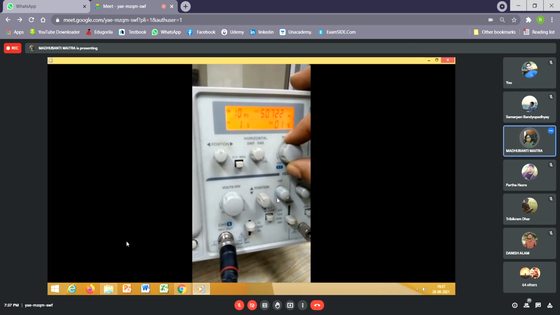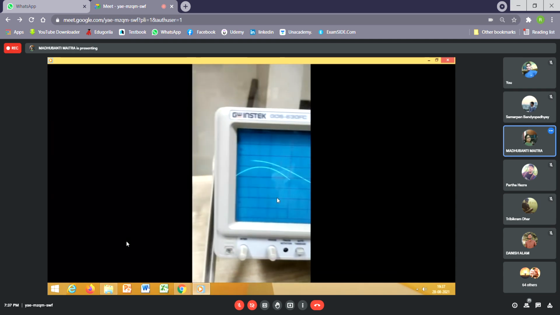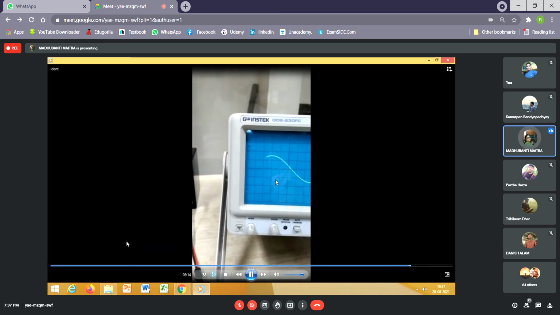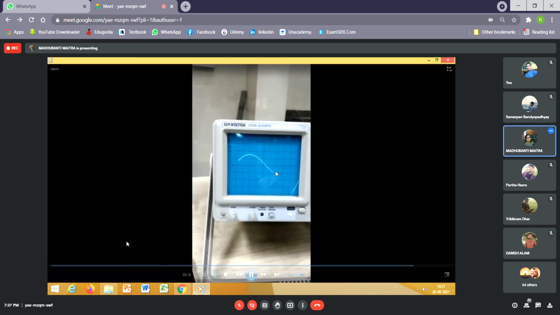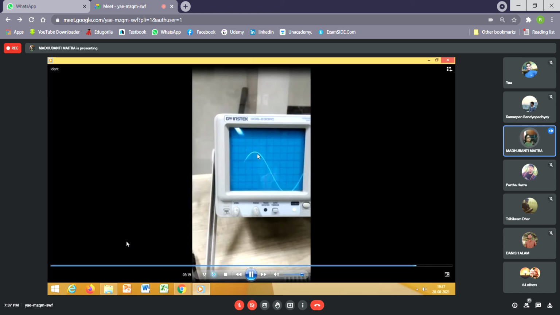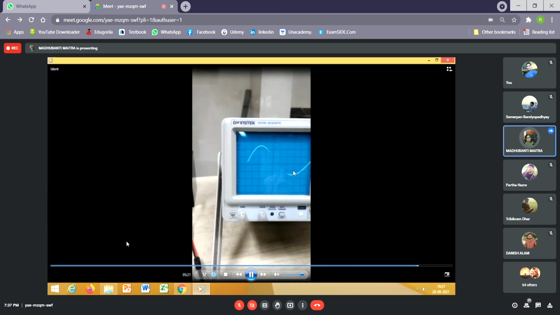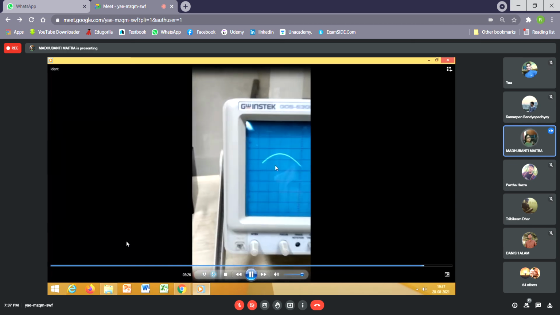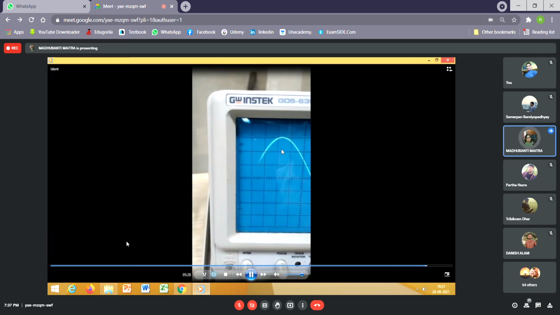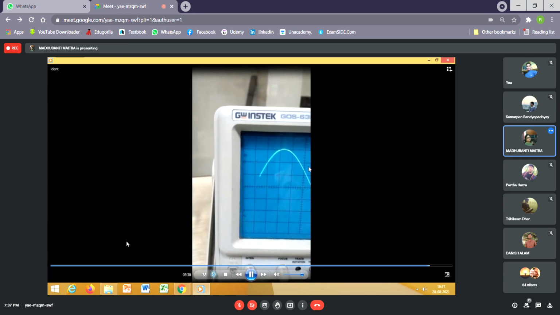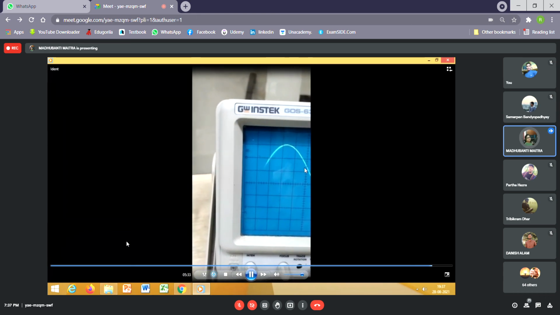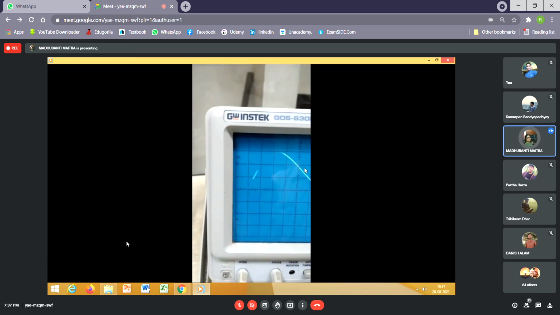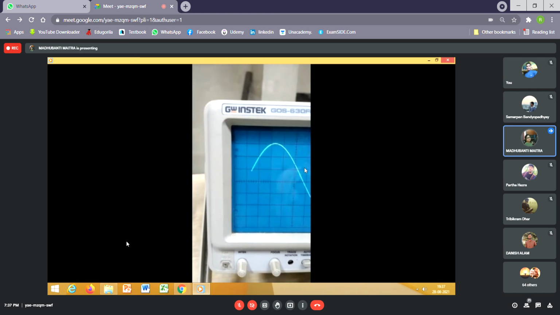We are changing the scale. We have put both the channels in alternating mode, and hence we can see the two input and output signals and compare the phases, the peak values, or the zero crossing. We can decide whether the output is leading the input, or the output is in phase with the input, or the output is lagging the input. Clear?